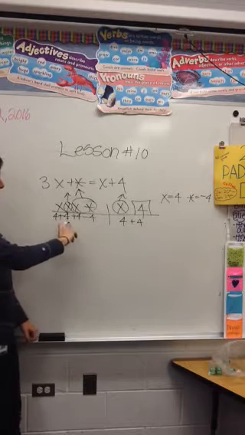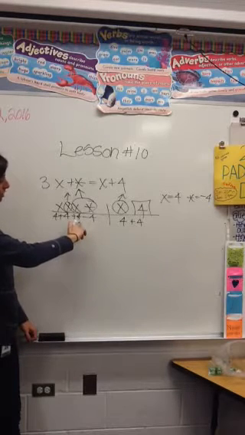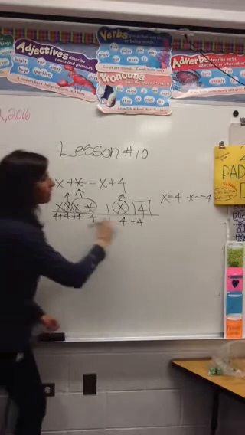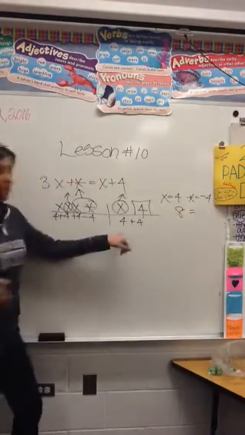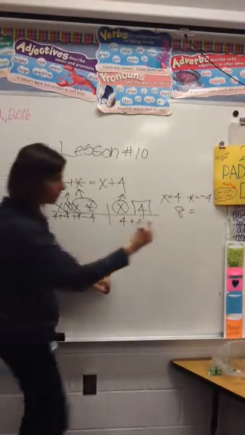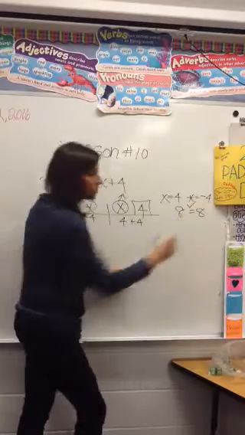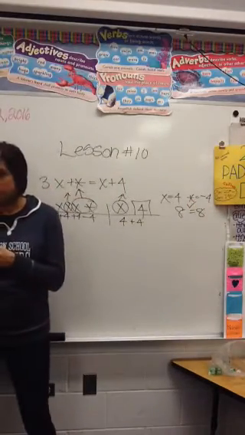So let's do our check. 4 plus 4? 8. Plus 4? 12. Minus 4? 8. So that's how you would do your check. And then on the right side, 4 plus 4 equals 8. So our check is 8 equals 8.